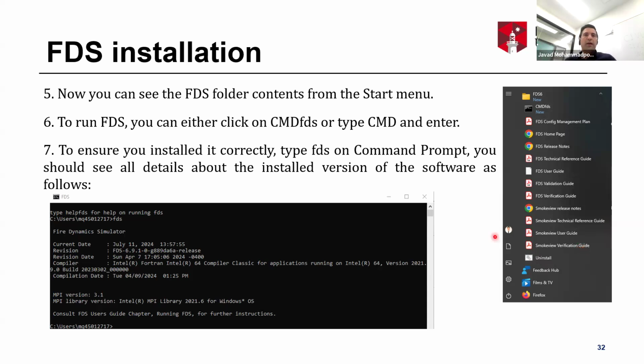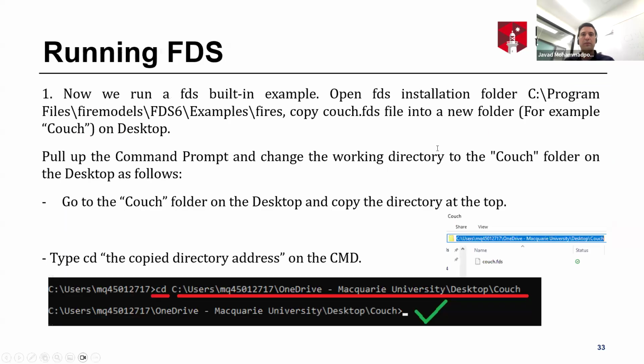Okay, so you can see the FDS here. To check that it is successfully installed or not, you can just go to the FDS and select the CMD FDS, or you can go to the start and type CMD. You will see this option, CMD FDS. So I will just do that now.